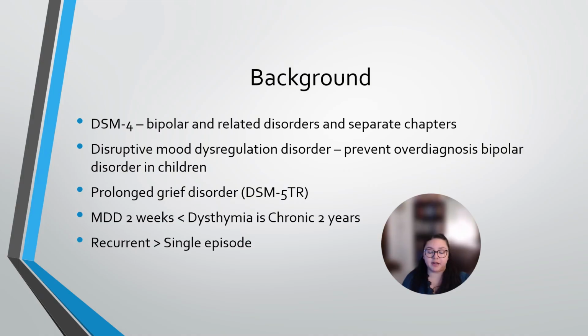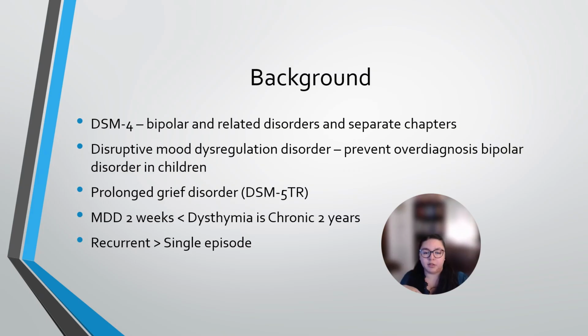This is going to be the background information about major depressive disorder and other disorders in the depression chapter. You can find this at the very beginning of that chapter in the DSM. The DSM-4 used to have bipolar and related disorders in the same chapter, and now it's in separate chapters. The similarities are going to be the presence of feeling sad, empty, irritable, whereas differences are going to be in the duration, timing, presumed etiology, as well as the presence of a manic episode.